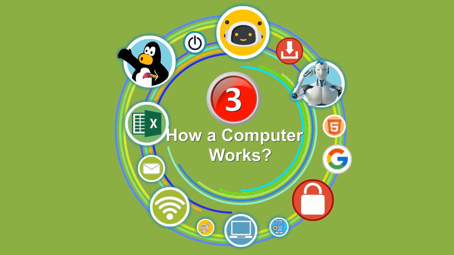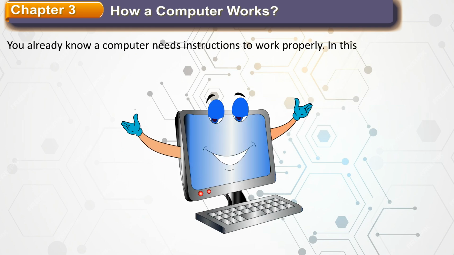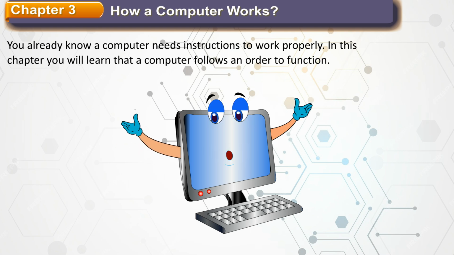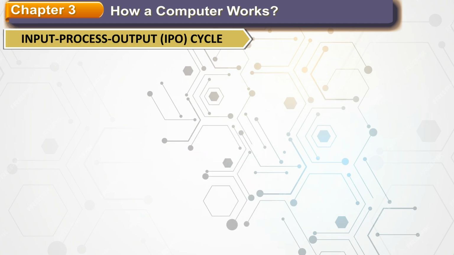Chapter 3. How a computer works. You already know a computer needs instructions to work properly. In this chapter you will learn that a computer follows an order to function. Input process output, IPO, cycle.